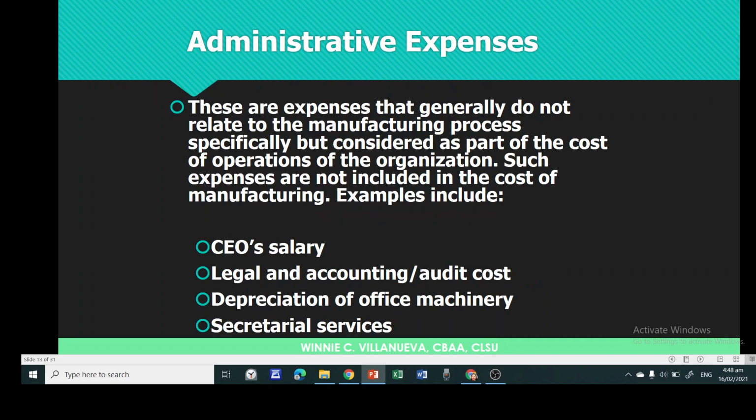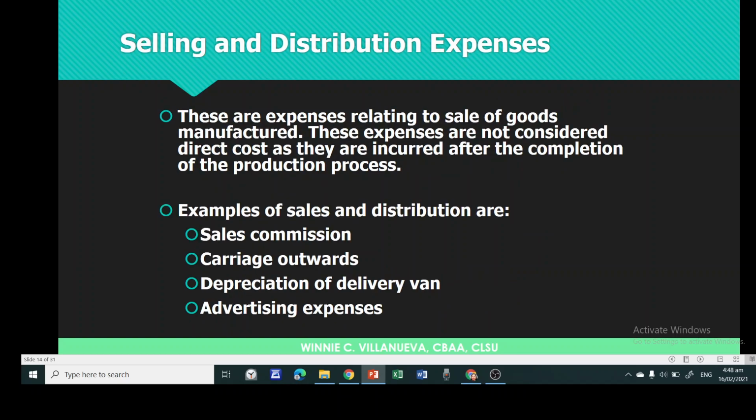Okay, so these are samples of administrative expenses: your salary of the head of the unit, audit costs, legal, depreciation of the office, no? Then the selling and distribution, syempre, sales commission. Carriage outwards is the same as transportation out. Then delivery van depreciation, and then your advertising expense.